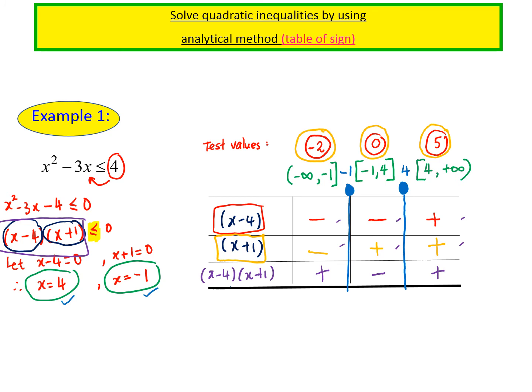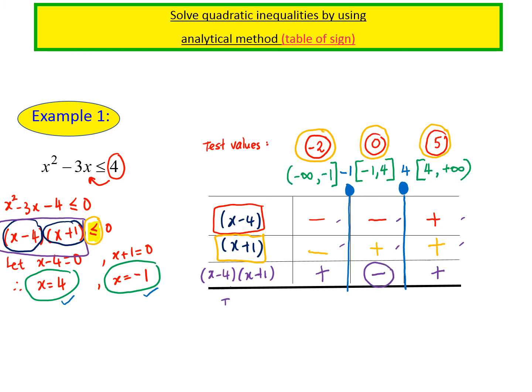So in this third line, are we interested in the positive symbol or the negative symbol? The question here will be answered by looking at the symbol for inequality. Our symbol for inequality is less than or equal to 0. So less than 0 means that it is negative. So I'll look at the negative answer.